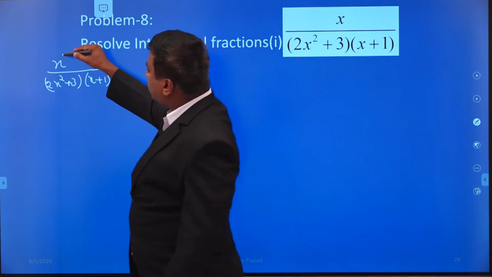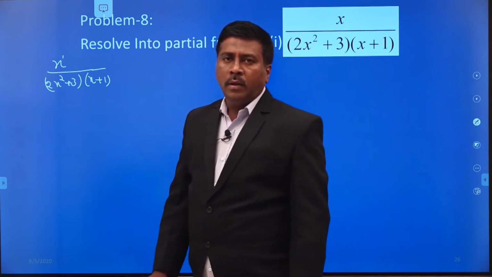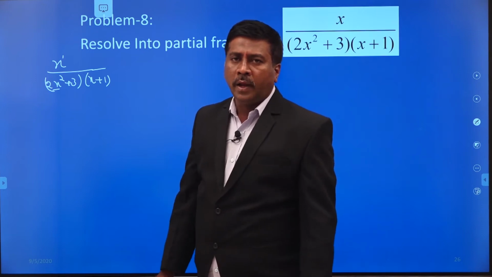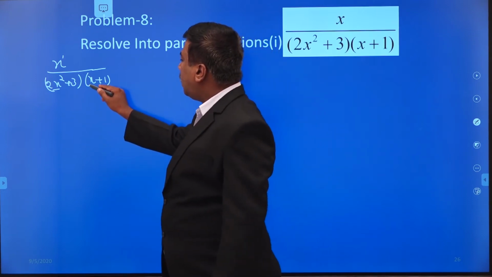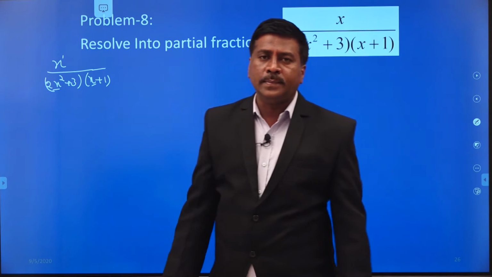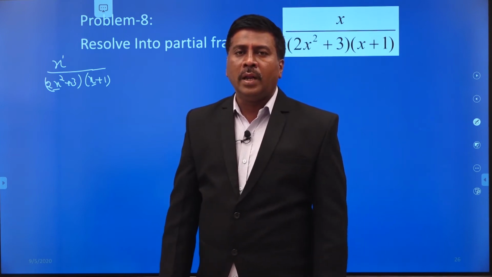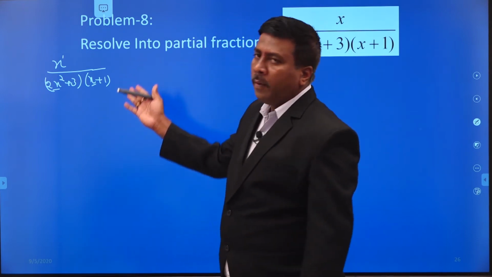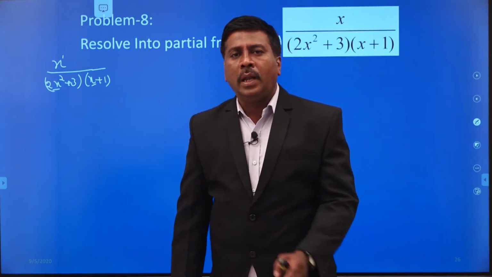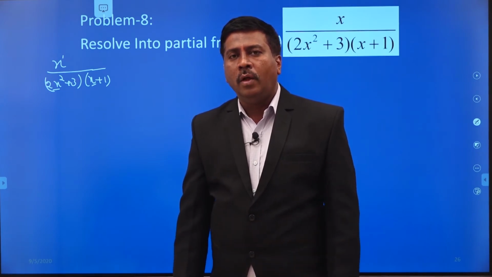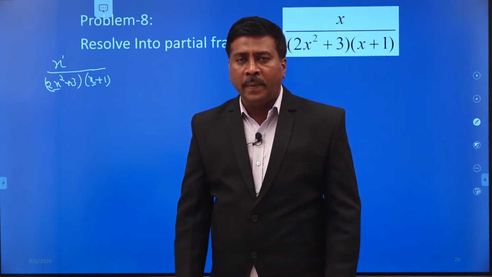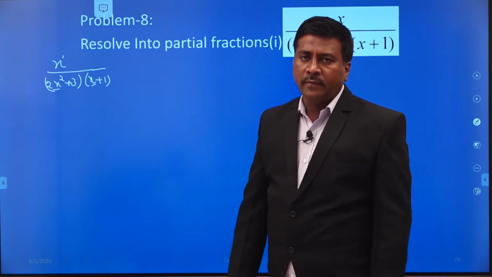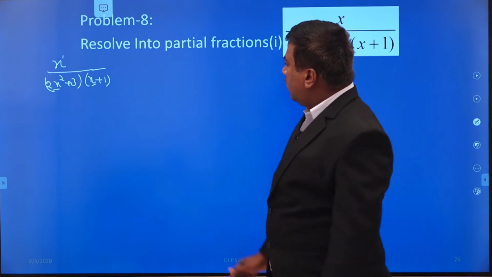Here, what is the power of x in the numerator? That is 1. Whereas in the denominator, the highest power is in the first algebraic function, 2x square, and we have to multiply by x. 2x square into x means 2x cube. Then automatically in the denominator the highest power is 3. When you compare the numerator and the denominator, automatically this comes under the category of proper fractions. That means this problem is eligible for resolving into partial fractions.